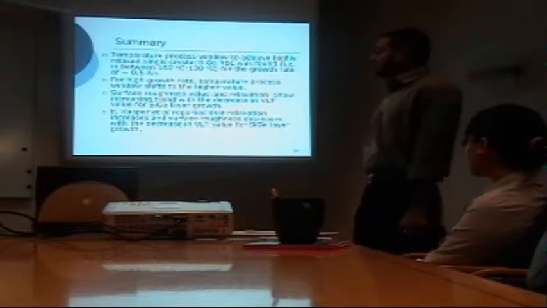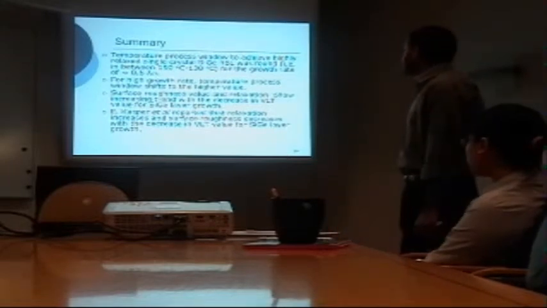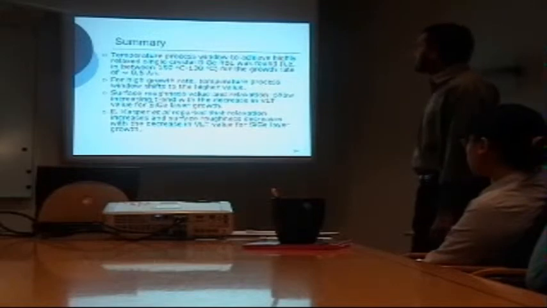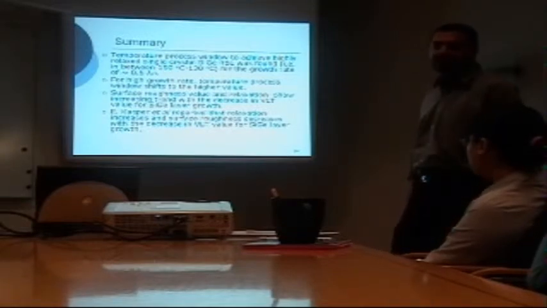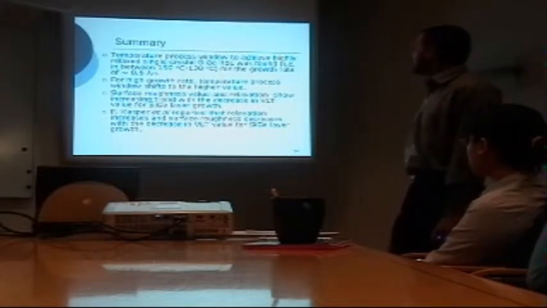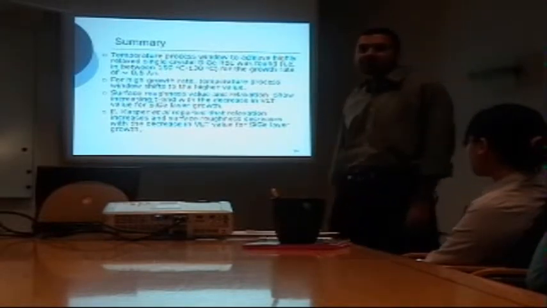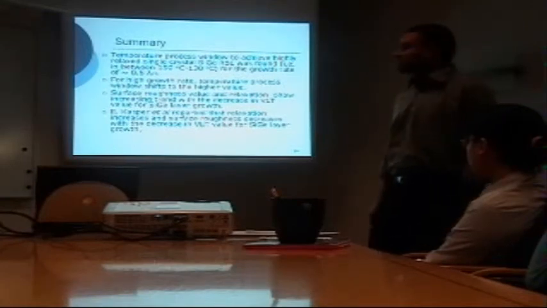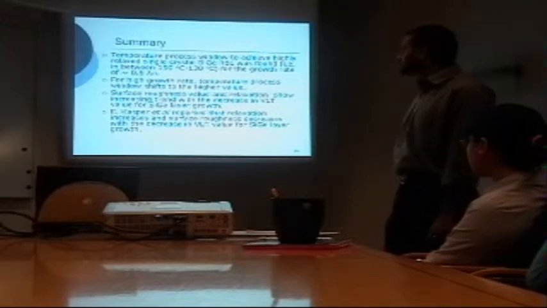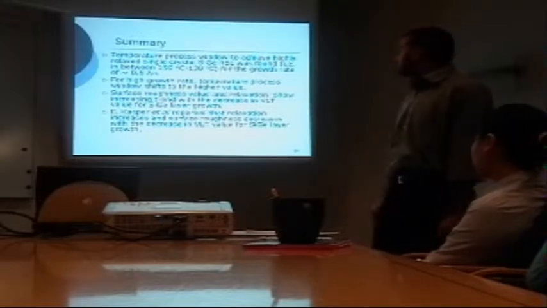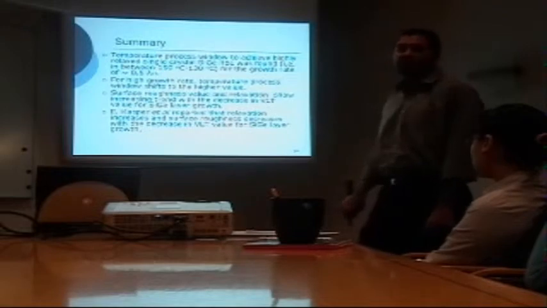So during this work, we have found a temperature process window to achieve a highly relaxed silicon germanium relaxed buffer layer between 150 degrees centigrade and 130 degrees centigrade for the growth rate of 0.5 angstrom per second. We have also observed that a high growth rate can shift the temperature process window to a higher value, as we have seen in sample V38.